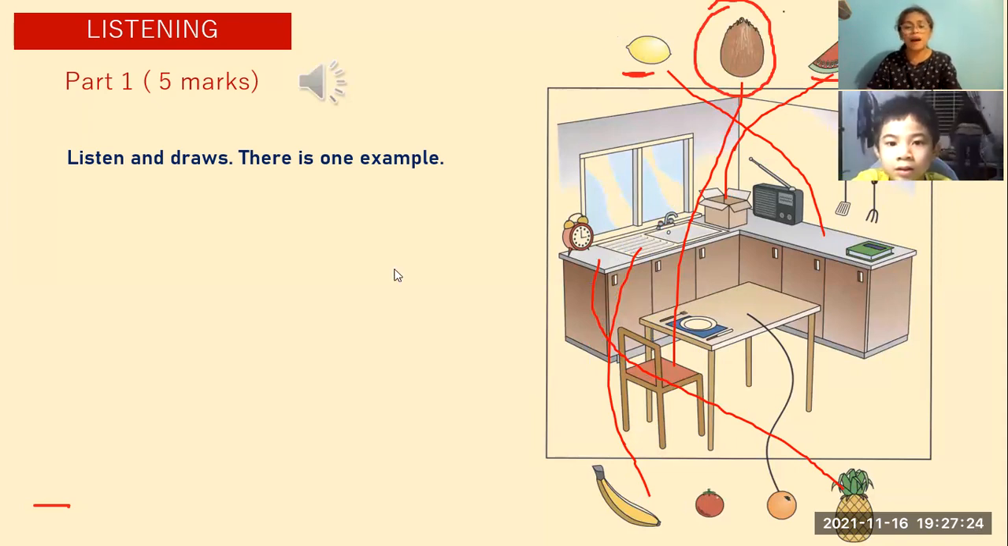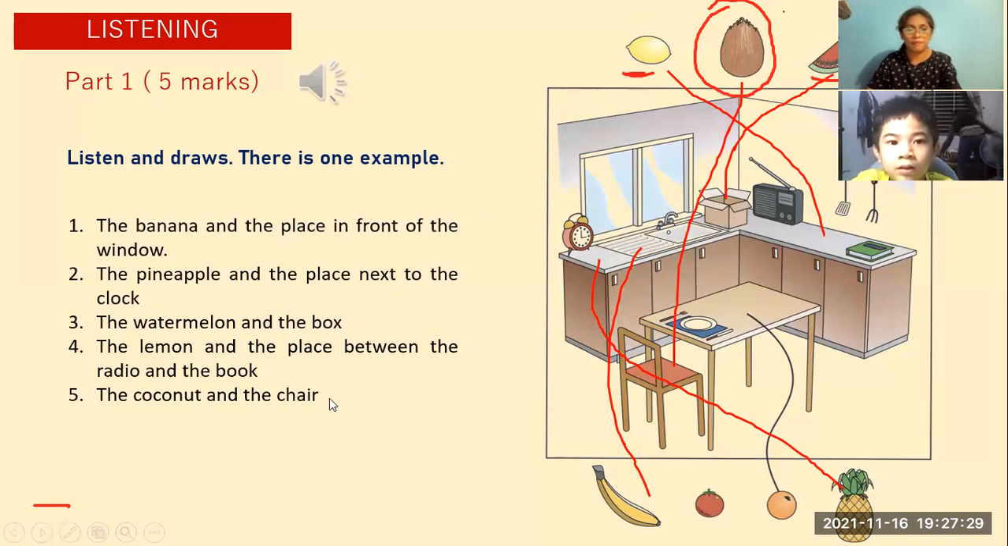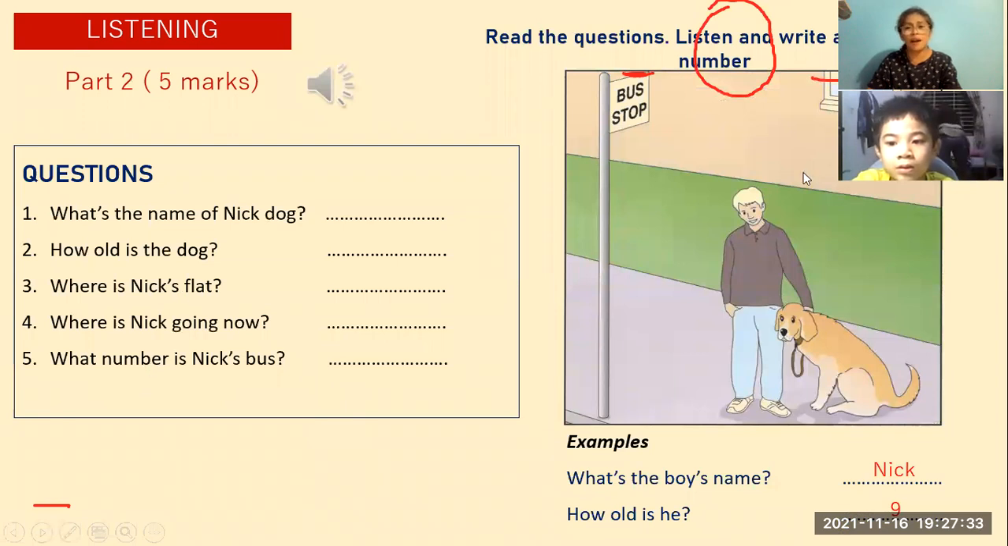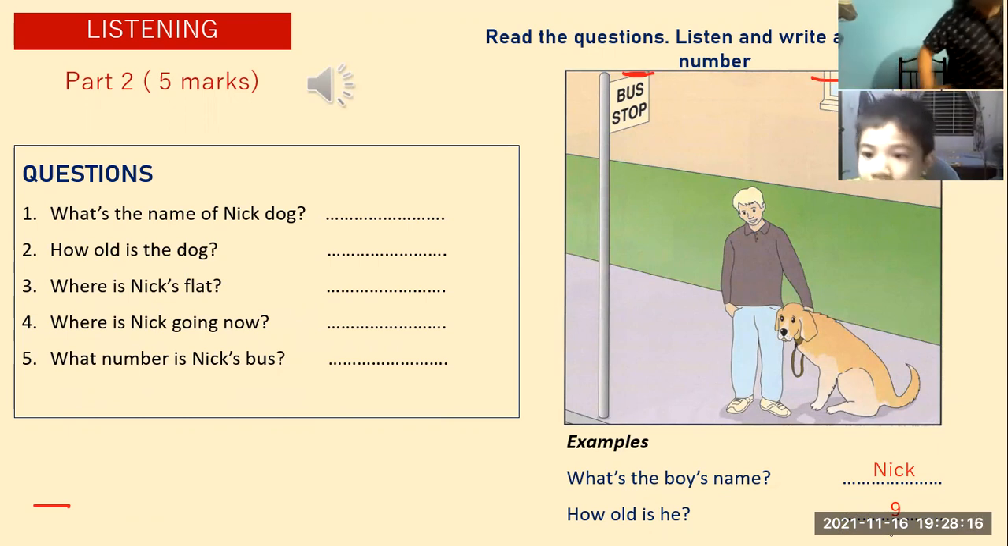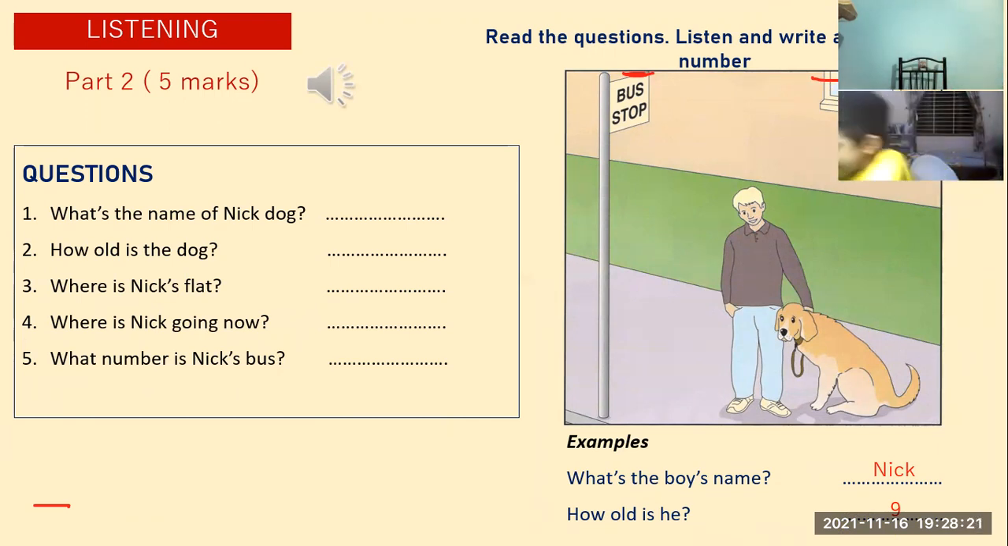Okay. Now, next one, let us listen. Please listen to this one. Okay. Now we have here, you have to read the questions, okay? Listen and write the number. Example, what is the boy's name? It's Nick. Okay? How old is he? Nine. It's nine. Okay, you have to listen. Don't worry. Teacher will stop. Oh, wait for me for a while. I will open the door. Stop. Okay, here. Look at teacher. Oh, you listen.